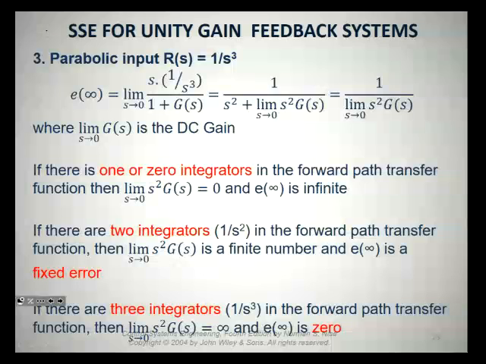So you end up with this s squared term on the bottom line instead of the s term, or no s. And then, the difference is, if you apply a parabola to your system and there's no integrators or one integrator on the forward path, you'll get an infinite error. If there's 2 integrators, you'll get a fixed error. And if there's 3 integrators, you'll get no error. So you can kind of see a pattern emerging, yeah?